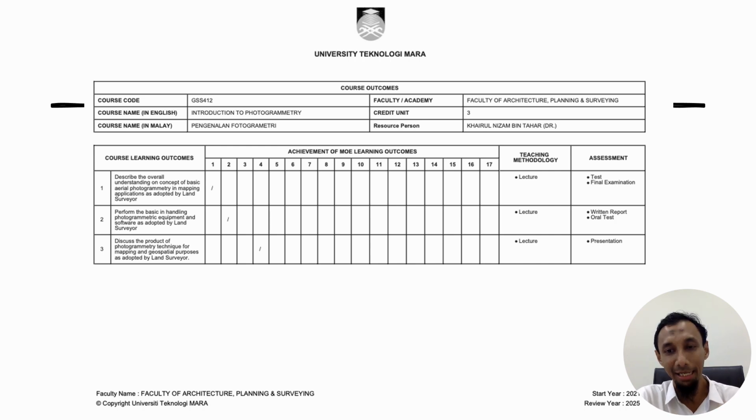So we will conduct at least 2 tests, and then we have 1 final examination. And then CLO number 2 is about how to handle the instrument. This is based on the written report, the lab report, and then the oral test. We will ask during the lab session how you handle the instrument. And then CLO number 3 is about presentations. In order to assess your communication skill, we will conduct the presentations.